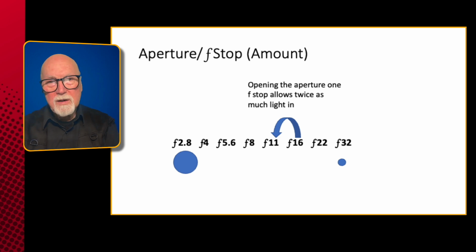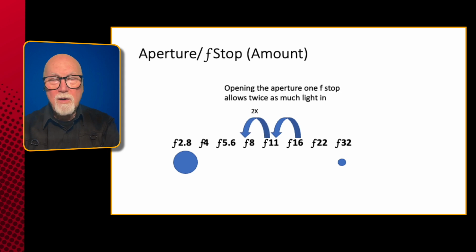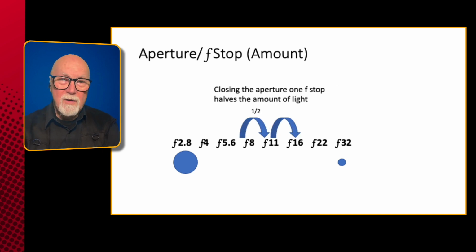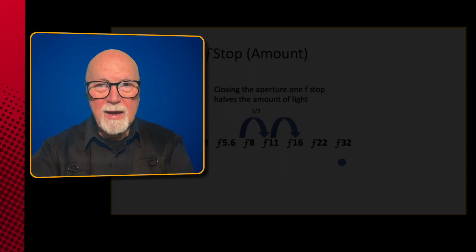If you go from f16 to f11, then you're allowing twice the light in. And if you go from f11 to f8, you're allowing twice the amount in again. So with aperture, as with shutter speed, it's a halving and doubling. And that's going to make it very easy for us for our math. If you go the other way, obviously from f8 to f11, it's going to be halving the amount. From f11 to f16, it's going to be halving the previous amount again.